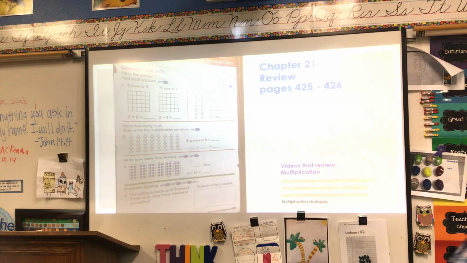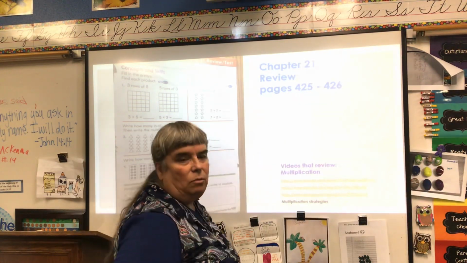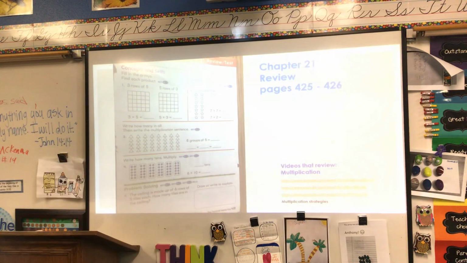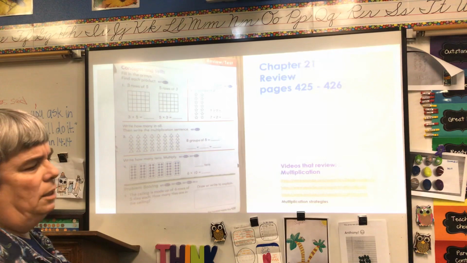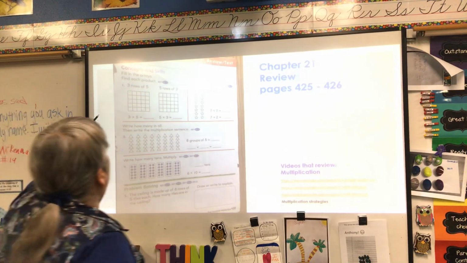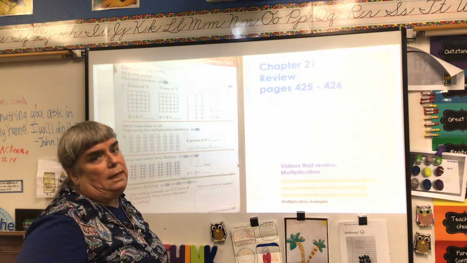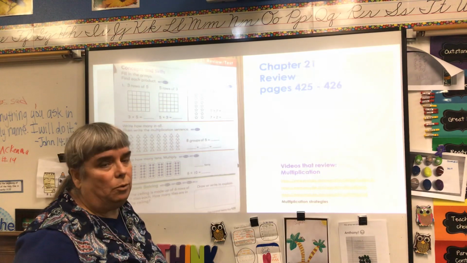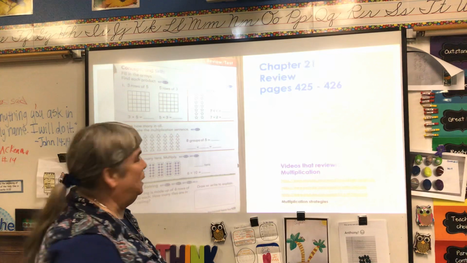Okay, so you should have page numbers 425, 426 ready to go, and we will be looking at those problems. There's not very many on the page, and a couple of them on page 426 we're not going to do all together. So, first of all, the concept of arrays. Remember, the important thing is rows go from left to right, and those are your equal groups. We've talked a lot about equal groups, but we're going to go ahead and take a look at those now.